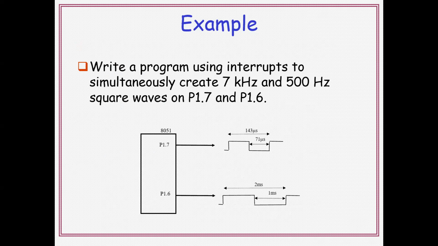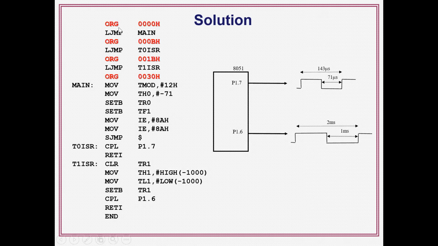And next, write a program using interrupts to simultaneously create 7 kilohertz and 500 hertz square waves on port 1.7 and port 1.6. So 2 waveforms with 2 different frequencies on port 1.7 and port 1.6. Okay. So we require on time or off time of 71 microseconds at port 1.7, and 1 millisecond at port 1.6. Okay, this is the program.